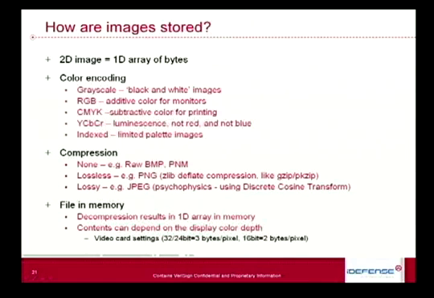And the file in memory is decompressed into a 1D array, which is the width times the height times the number of bytes that it takes to store each color. And then the contents of that can depend on the display color depth. So with your 24-bit color, it takes 3 bytes per pixel, 16-bit 2 bytes per pixel.